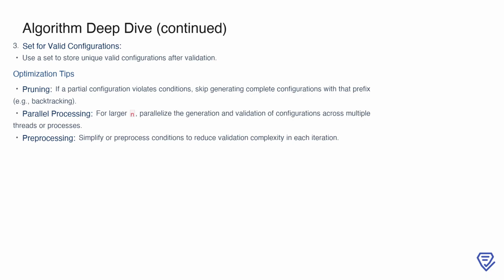Pre-processing is another optimization strategy. By simplifying or restructuring the conditions beforehand, we can reduce the complexity of the validation step during each iteration. These techniques help make the algorithm more scalable and efficient while ensuring that the solution remains correct and comprehensive.